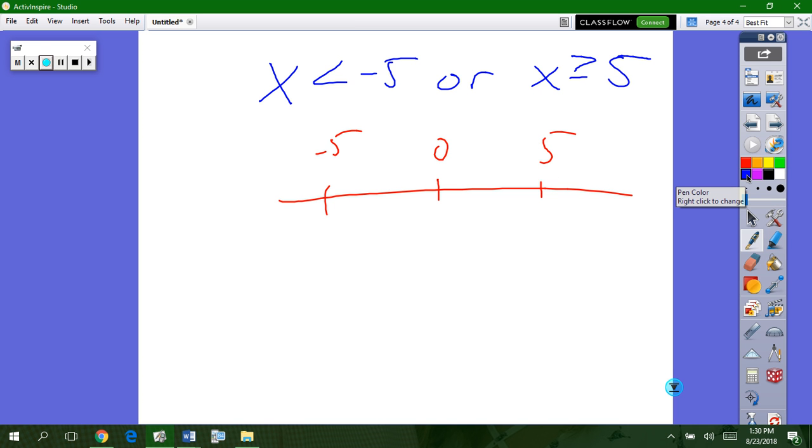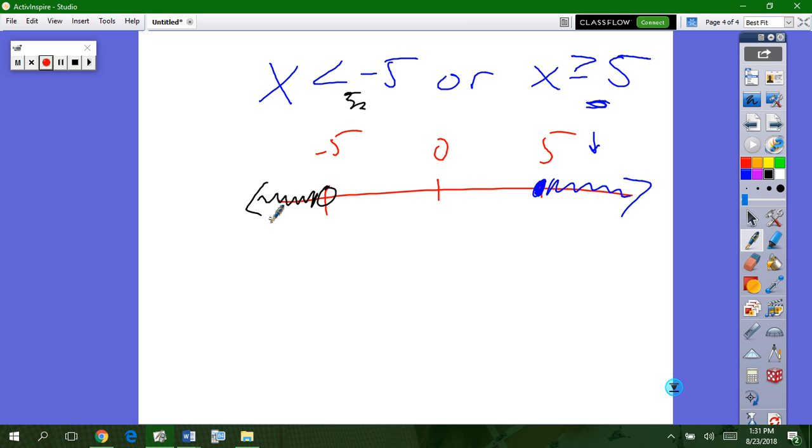This blue right here is going to be this guy. So we're starting at 5. Open or closed? Closed. Right or left? Right. Okay, are you with me? This guy's going to be in black. Okay. Open or closed? Open, because it's not an equal to. Okay, left or right? Left.